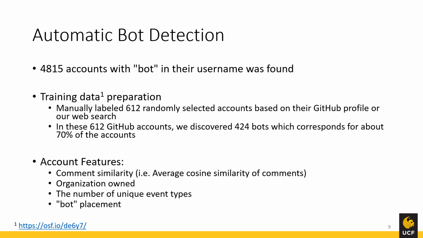Our features are comment similarity, which is the average cosine similarity of comments in that account. Organization owned, which shows if the account belongs to an organization. Unique event type, which is the number of types of event the account performed. And bot placement, which is the placement of word bot in the username.